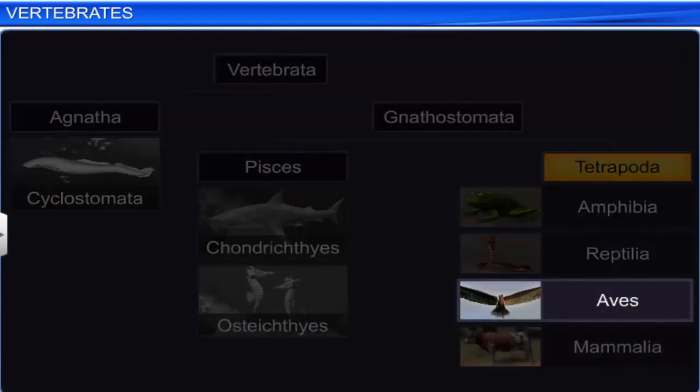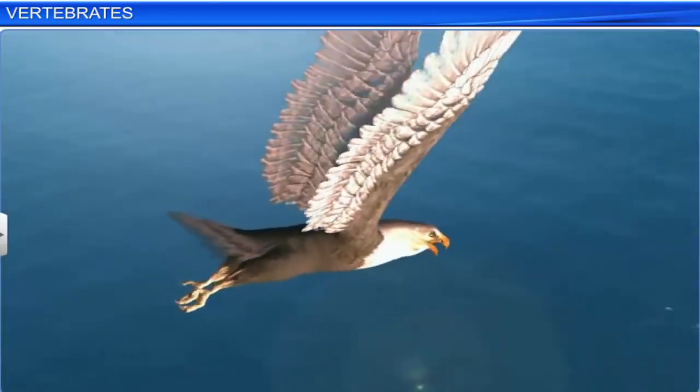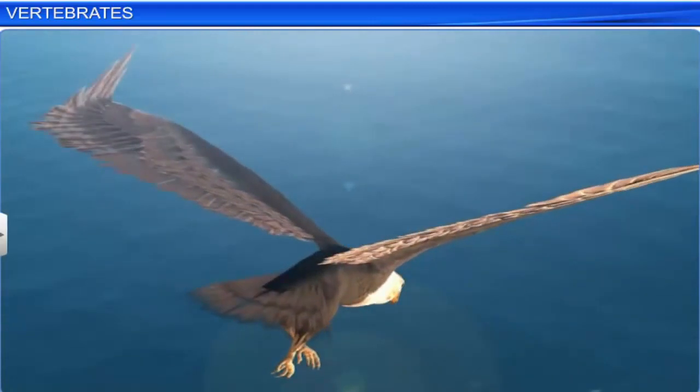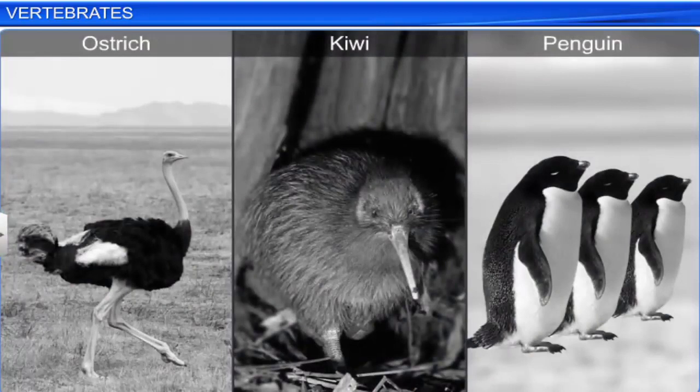The next class is Aves, which consists of birds. Members of this class are characterized by feathers. Their forelimbs are modified into wings, while their hind limbs generally have scales and are modified for walking, swimming, or clasping. Although most birds can fly, some like the ostrich, kiwi, and penguin have structures that make them incapable of flying.